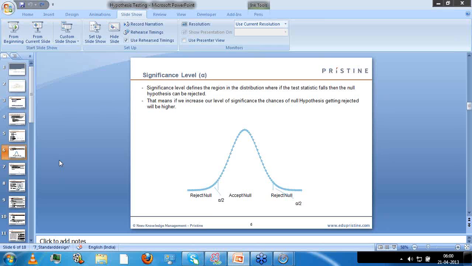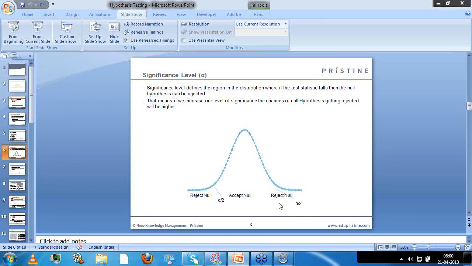The best way to understand significance level is to think of it in terms of the region of the distribution it stands for. For example, in this case, if the significance level is alpha and it is a two-tailed test, then this alpha will be the percentage of the region in the distribution where we can reject the null hypothesis.